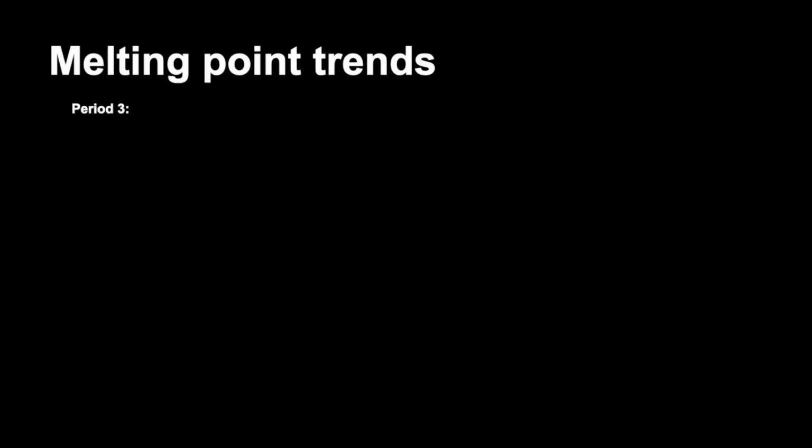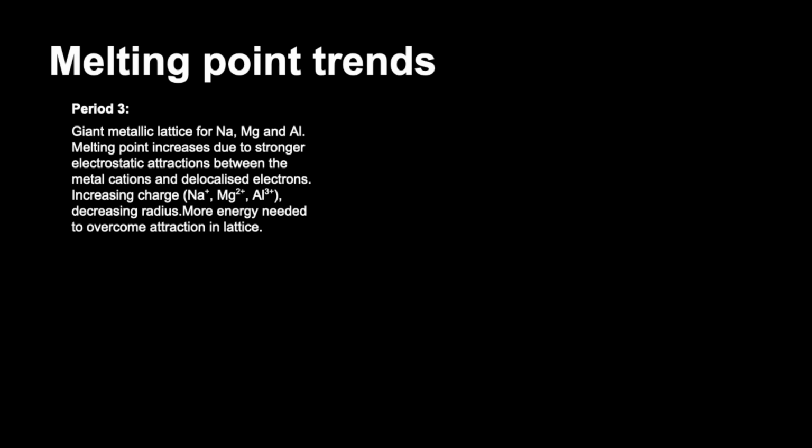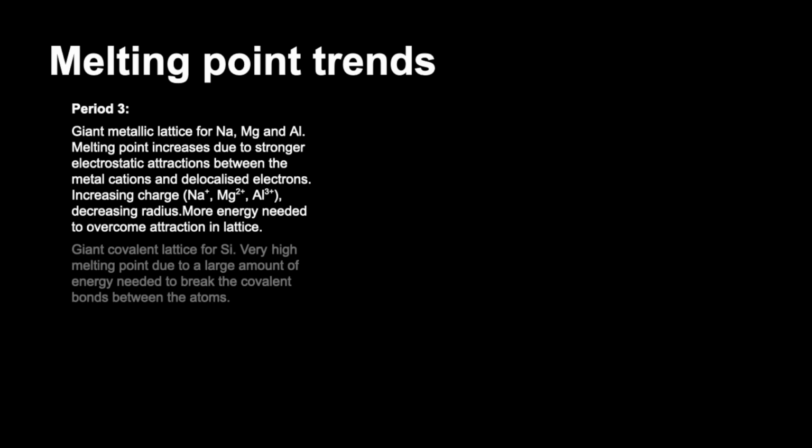Moving on to period 3 now. So giant metallic lattices again, but now for sodium, magnesium and aluminium. Same idea as before. You've got increasing charge, more delocalized electrons and decreasing ionic radius. Therefore more energy is needed to overcome the attraction in those metallic lattices each time.